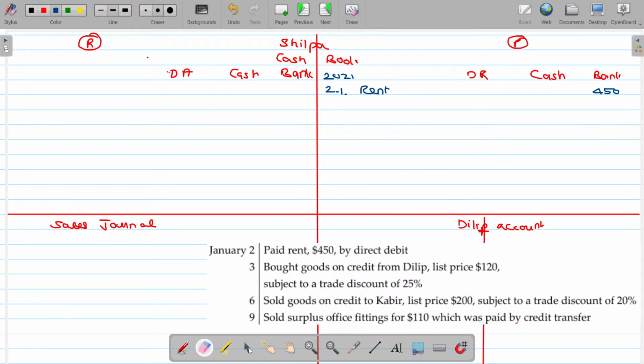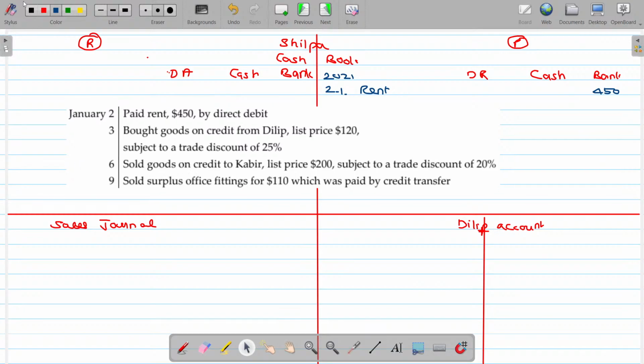Now, we have not been asked to prepare the purchases book, so we can directly post in the Dilip account. We are purchasing from Dilip, so Dilip here is the creditor, or payable. If the payable increases, it should be posted in the credit side. If it decreases, it should be posted in the debit side. The opening balance being nil, you have to record only the items contributing to increasing this payment.